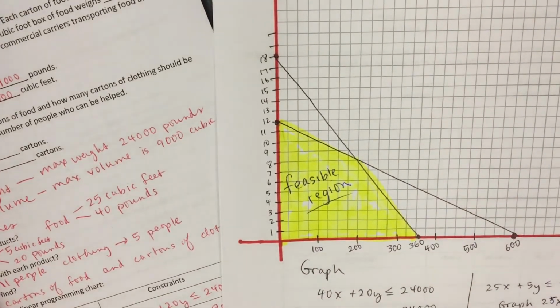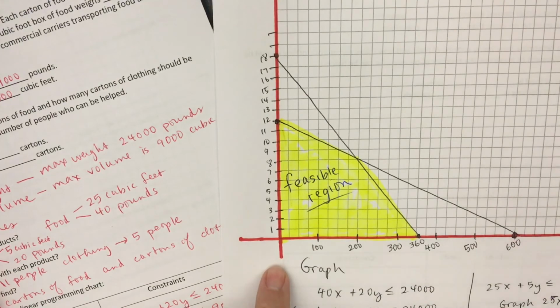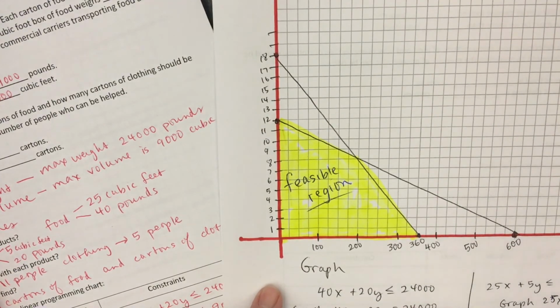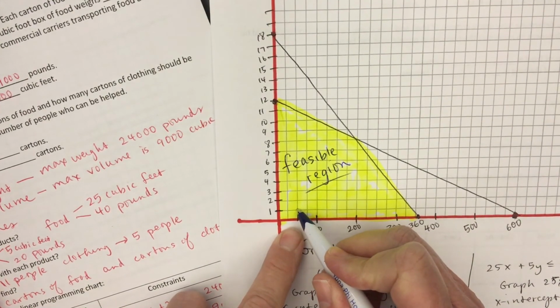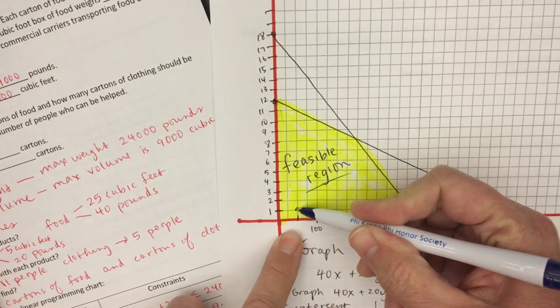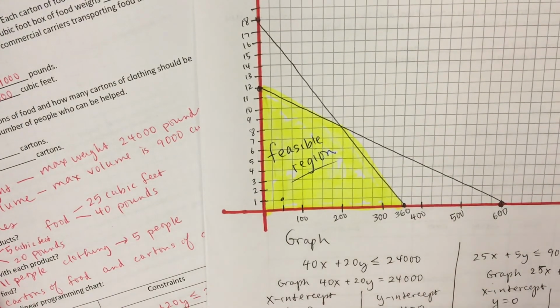Every ordered pair in that region represents a combination XY pair. Remember, X is the number of cartons of food, Y is the number of cartons of clothing. Every pair in that region represents something we could ship on the airplane. I could send 50 cartons of clothes and 100 cartons of food. If I send that much, I'm not maximizing the airplane. I'm not sending the most that I could send on that plane. But every point represents something that could be done.